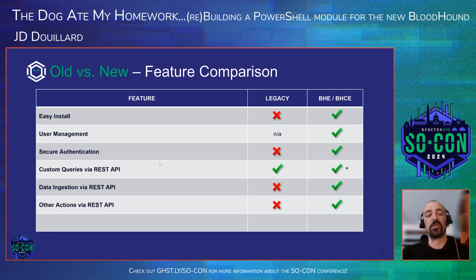So legacy, the only thing you could really do was talk to a Neo4j and send a Cypher to it, so query the data. Here I'll show you that you can control all aspects of the application via the REST API.